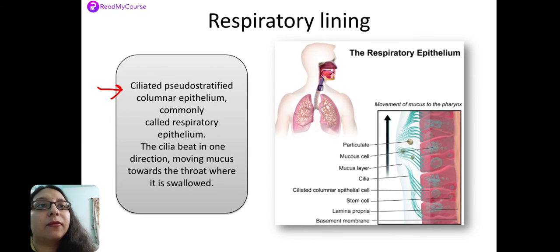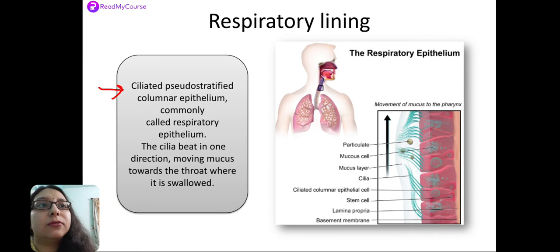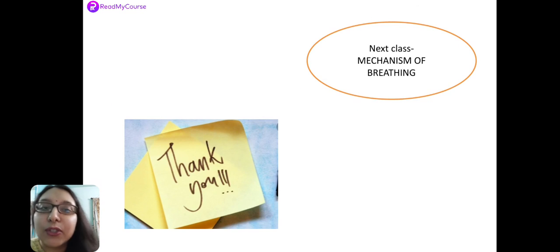Okay. So that brings us to the end of this session. In the next session, we will be studying the mechanism of breathing in detail.